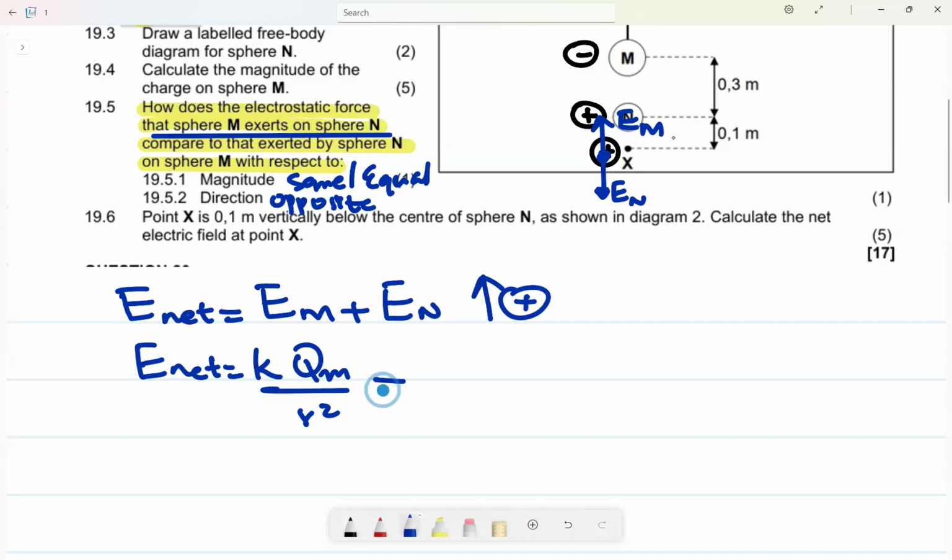Okay. Therefore, plus or minus EN, it is moving downwards. Can you see? EN, it is moving downwards. So it means it should be minus KQN divided by R squared. Actually, I mean EN, it is moving downwards. Why? Because X will experience a repulsion force from N. Why? Because they are both positive.